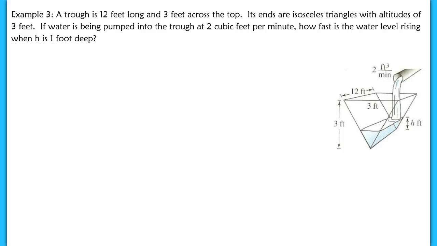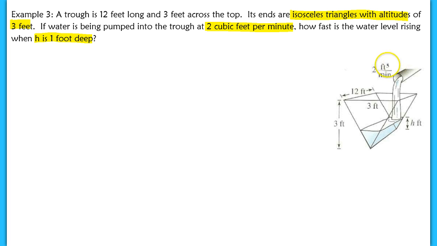All right, in example 3, we're doing a spin-off of the leaky container problem from yesterday. In this case, our trough is being filled with water, okay? As opposed to leaking water, it's now being filled with water. So it says a trough is 12 feet long and 3 feet across the top. Its ends are isosceles triangles with altitudes of 3 feet. If water is being pumped into the trough at 2 cubic feet per minute, how fast is the water level rising when the height of the water is 1 foot deep?